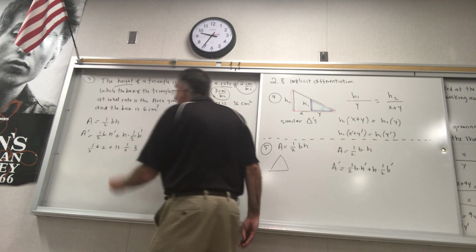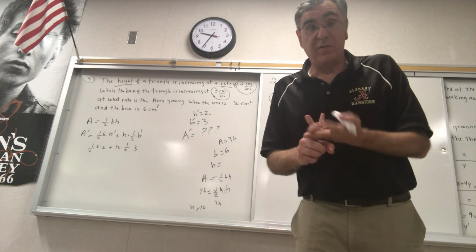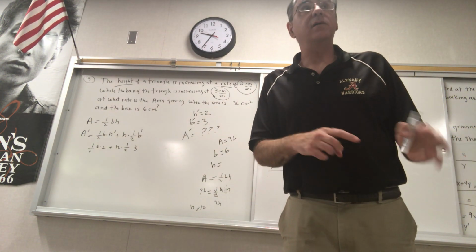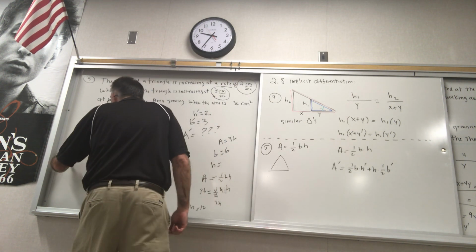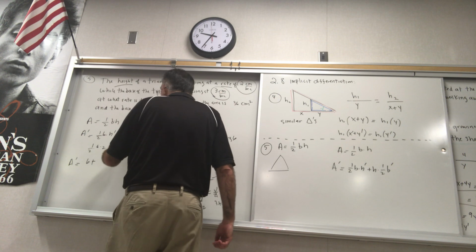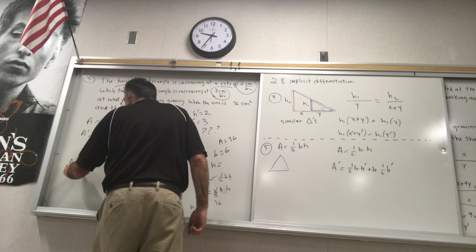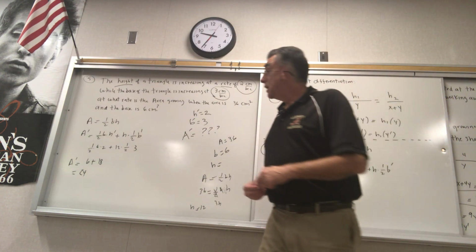So one of the things about this question is you're going to have to also realize that I'm going to give you the base or the height, and you've got to figure out the other one. But I'll give you the area, so that'll all work out, okay? So what do I end up with here? A prime is 6 plus 18, which is 24, okay?